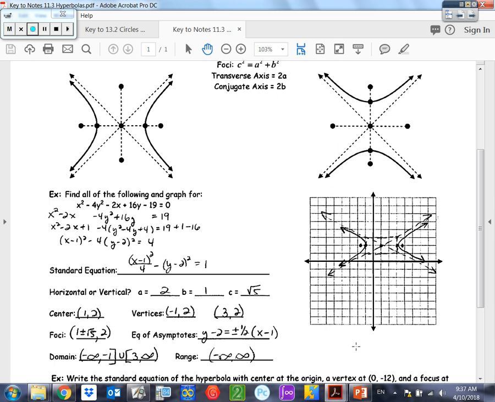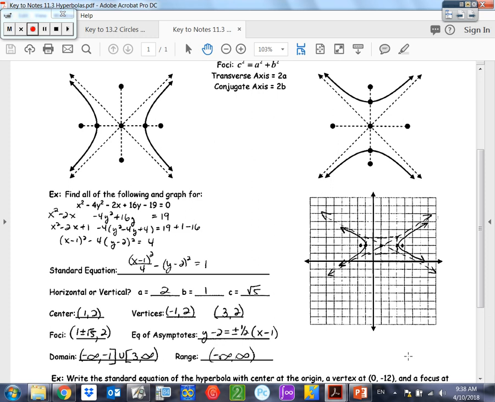Okay. Lastly, let's look at the domain. Our x values are going to go from negative infinity to negative 1, and we're going to include negative 1 because it's actually on the curve. Then it continues on. The middle part, all that part that's included with the scaffold, is not part of the curve. It's just what we use to build it. So we're going from 3 to infinity. That's our domain. And our range is going to be from negative infinity to infinity.